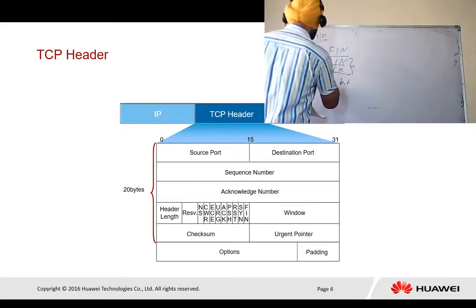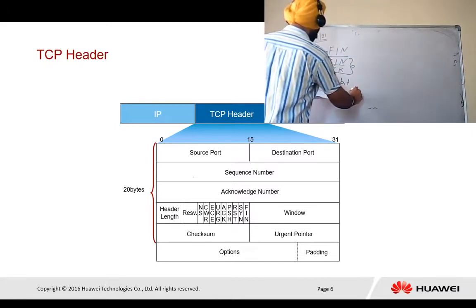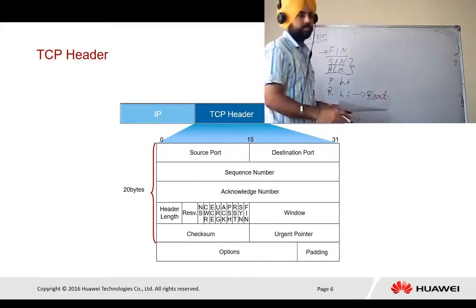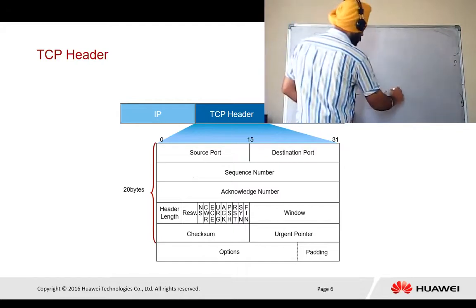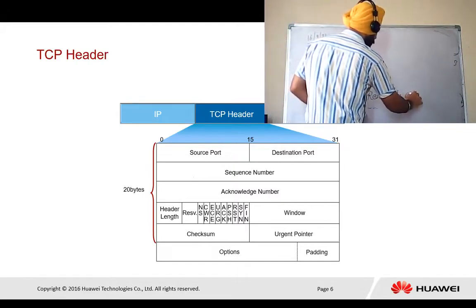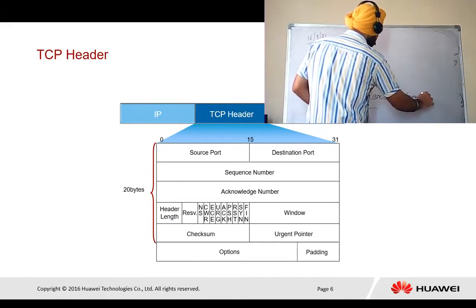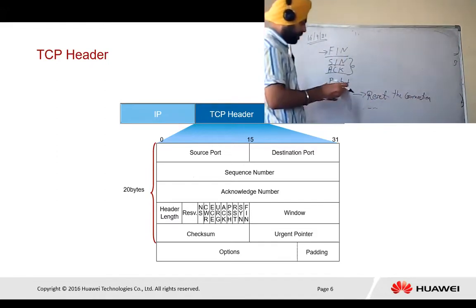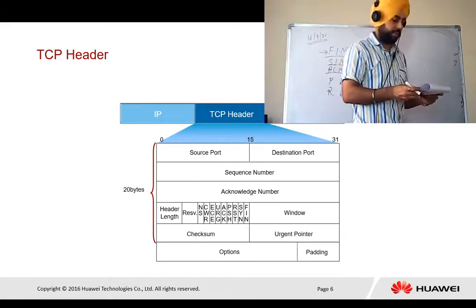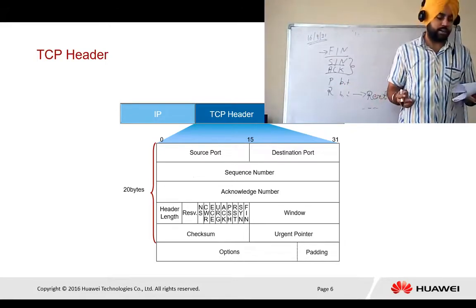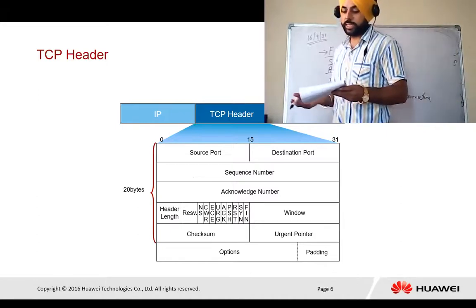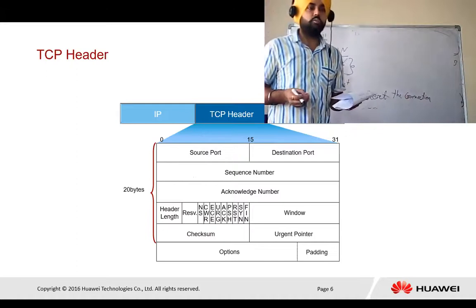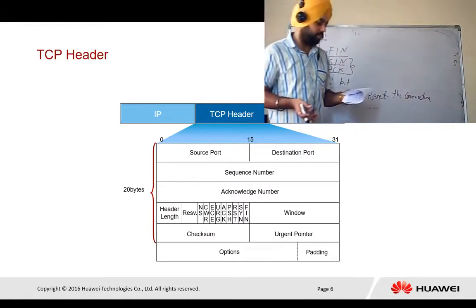Next, we have the R bit, that is for reset the connection. That is specifically for resetting the connection. Next, we have the CWR bit, that is the congestion window reduced bit, that tells the explicit congestion notification, and the congestion window is reduced.